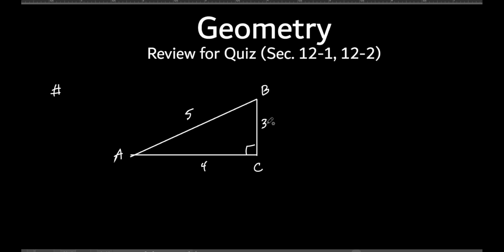Okay, 3 over 5. It's opposite over hypotenuse. Very good. This is opposite, this is hypotenuse, so the sine is 3 over 5. Cosine would be 4 over 5, adjacent over hypotenuse. And the tangent would be 3 over 4, opposite over adjacent.